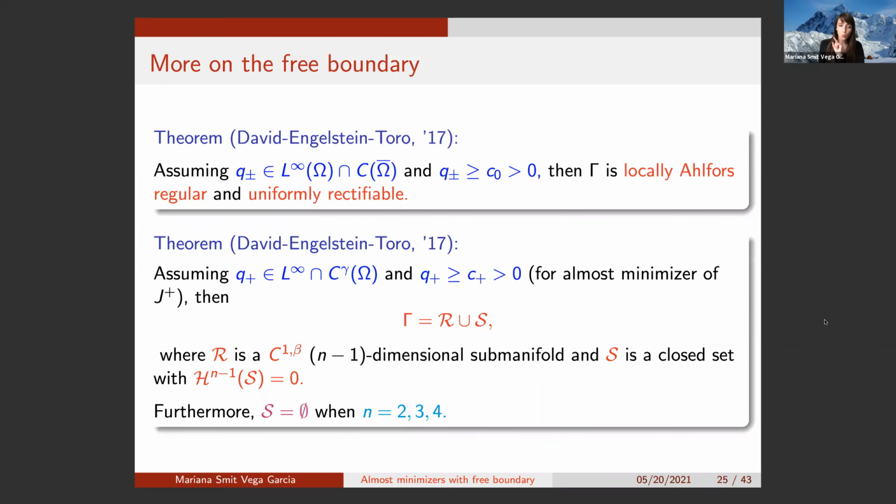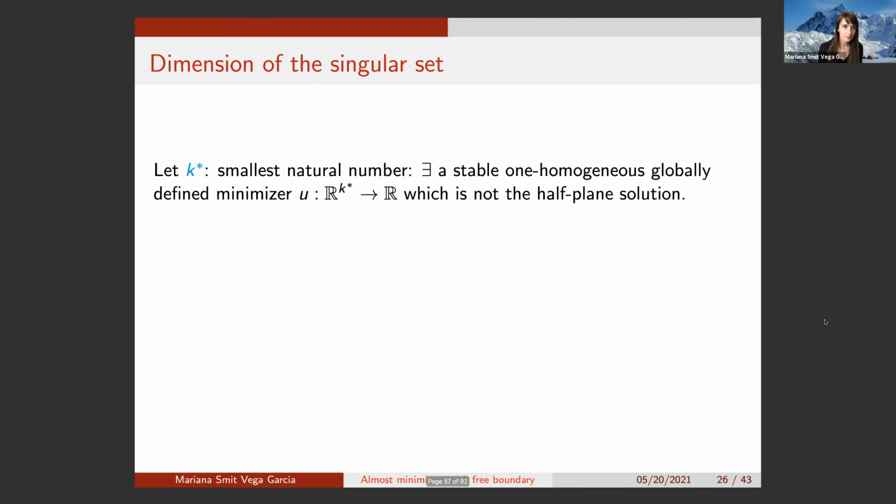And here for the one phase case, assuming that our function q plus is Hölder and bounded away from zero. So for a one-phase problem, we have the dichotomy that the free boundary is a regular set that is C^{1,beta} and a singular set which is closed with H^{n-1} measure 0. And furthermore, you can show that the singular set does not appear in dimensions 2, 3, and 4, like in the case of minimizers. But notice that here the situation is much more complicated. This was done for the one-phase problem only. And this is a collaboration between them and Max.